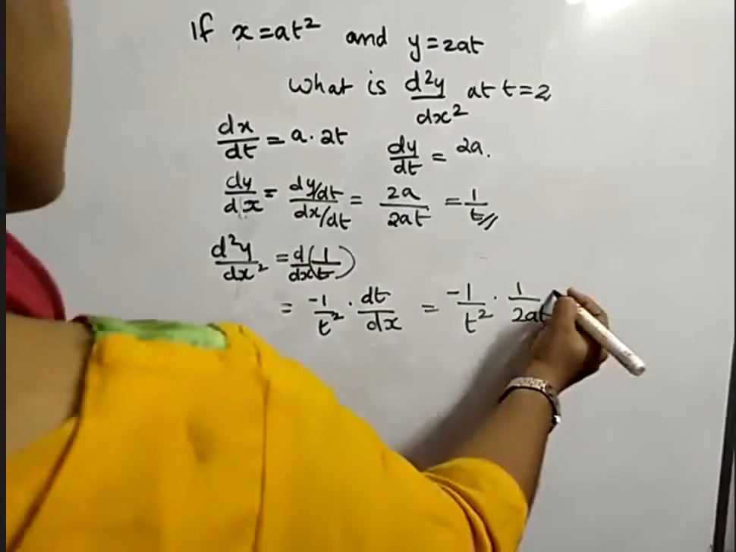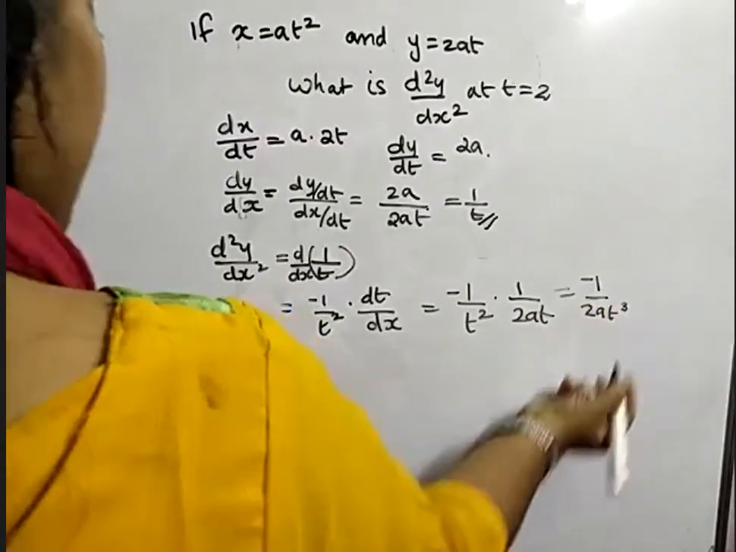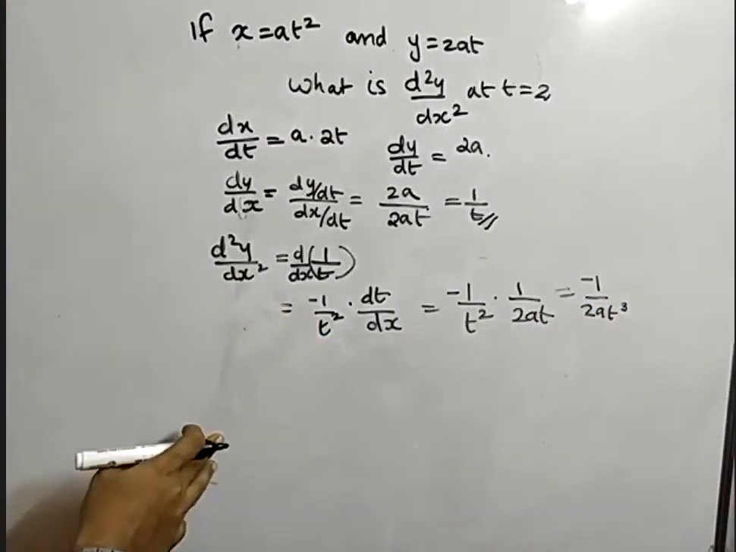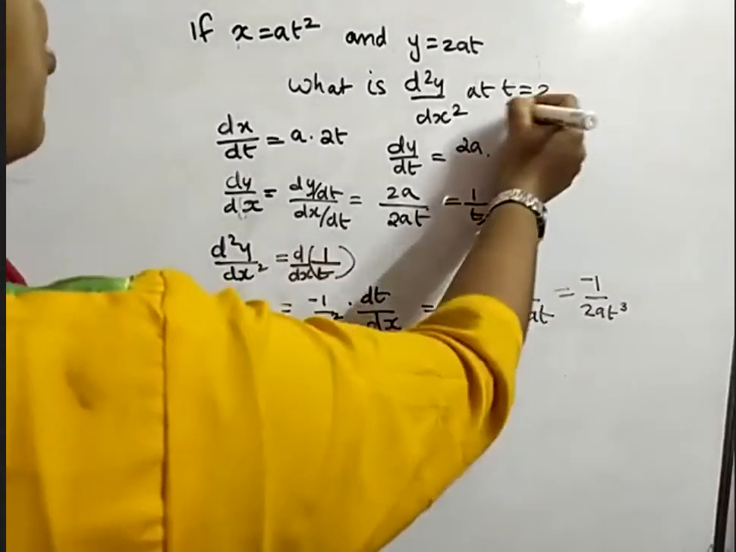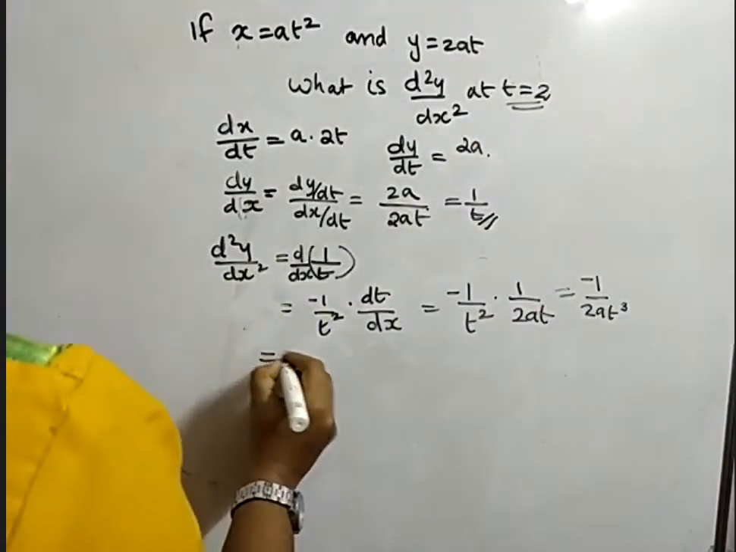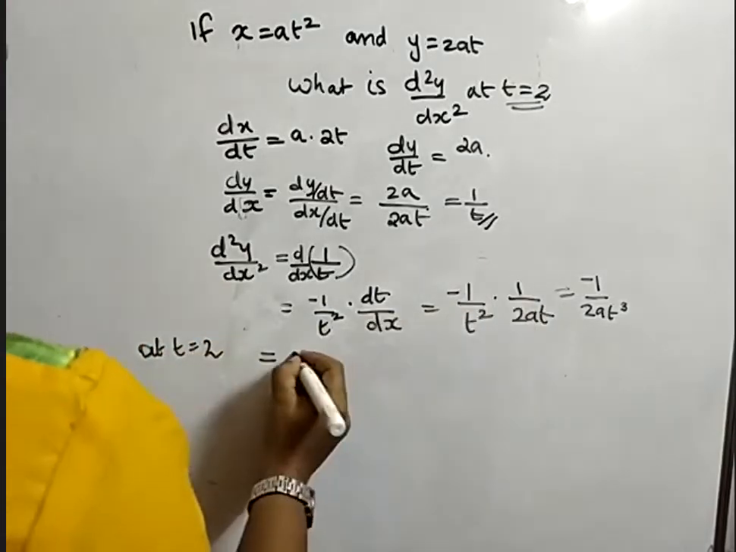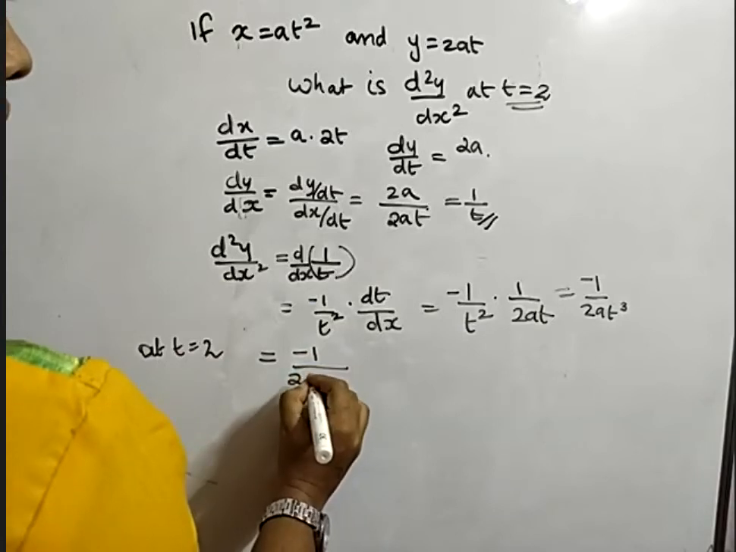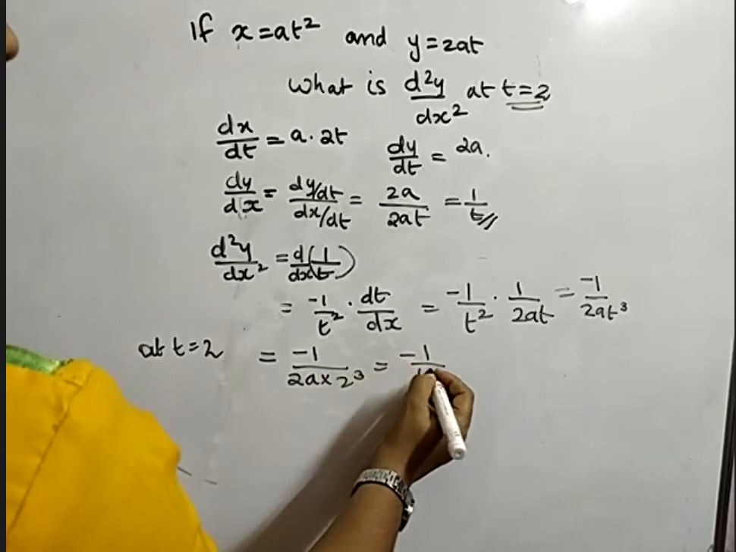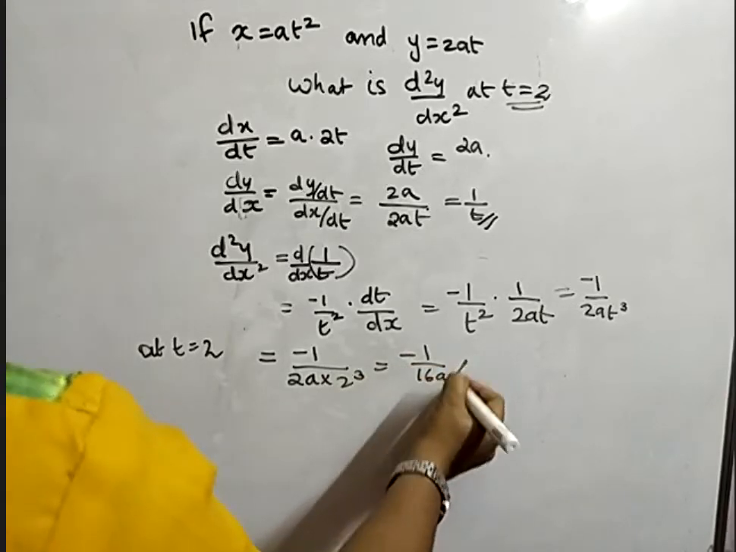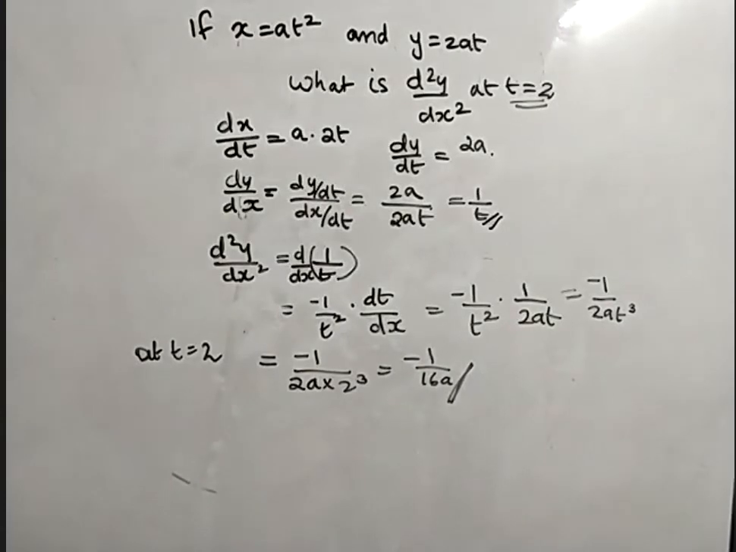So that is minus 1 by 2at cube. So now put t is equal to 2. T is equal to 2 means at t is equal to 2, minus 1 by 2a into 2 cube. That is minus 1 by 16. Understood?